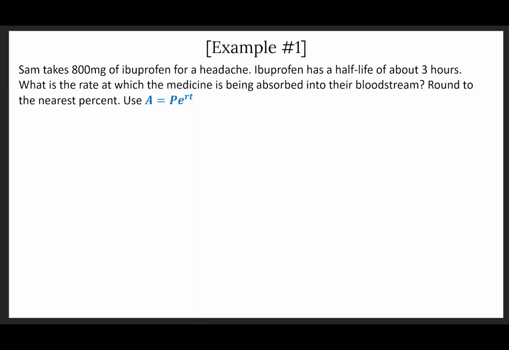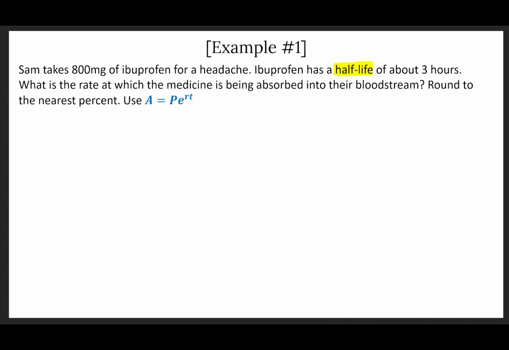And it tells us to use A equals PE to the RT, which would represent a natural growth or decay formula. There's a key hidden phrase in here that tells us one of the pieces that's missing from this formula, and it's the phrase half-life. If something has a half-life of so many hours, that means it would take 3 hours for half of the medicine that you took to be absorbed into your bloodstream. So in this case, if you started with 800, that means after 3 hours, it would have decayed into 400 milligrams. We're going to use that to fill in the information for our formula.